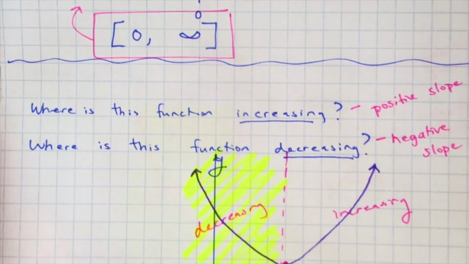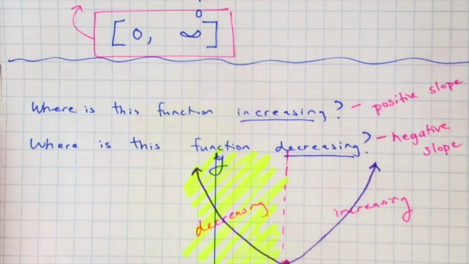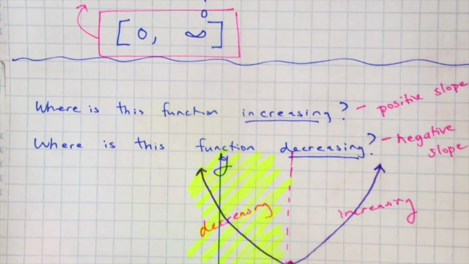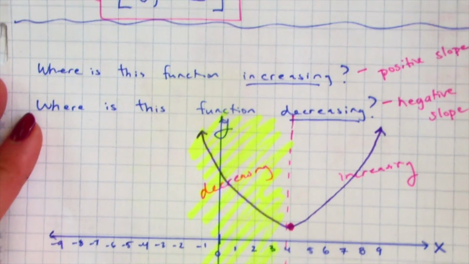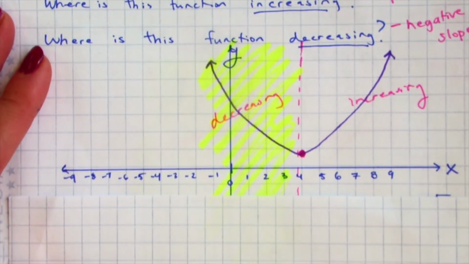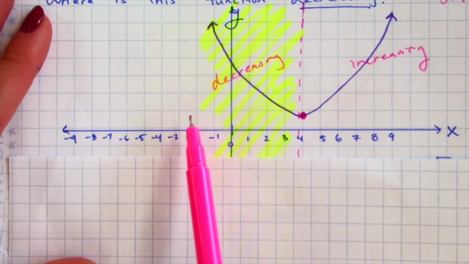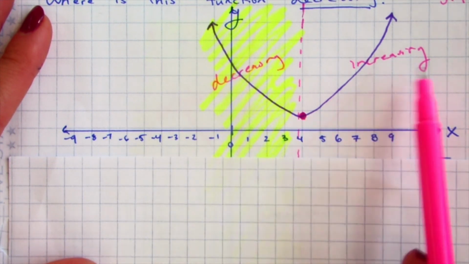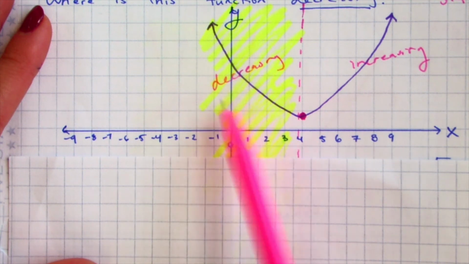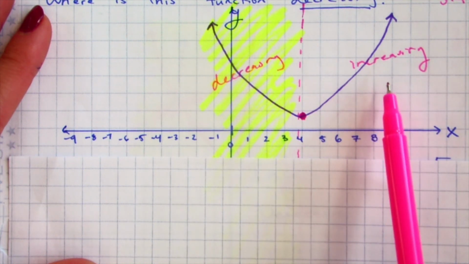Okay, so as you can see, I've already taken the step of marking off the intervals of this graph. I marked off that everything to the left of -4 is decreasing, and to the right of -4 is increasing.